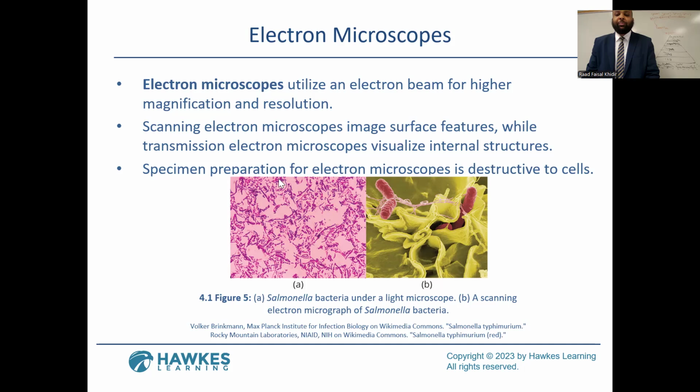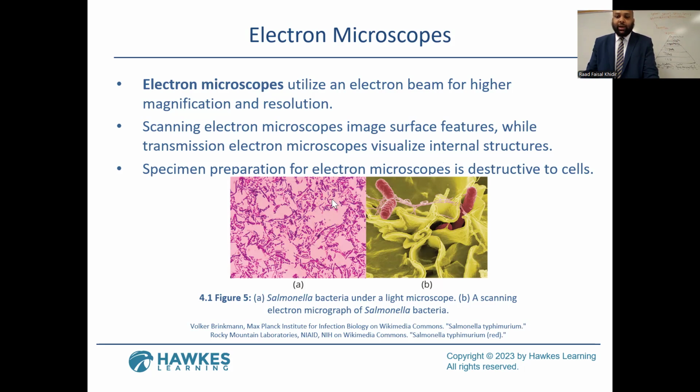The specimen preparation for the electron microscope is destructive to cells, so we need a histological fixation that enables us to see these specimens. We're going to use a histological dye that is going to destroy the cells, but it's going to enable us to see them better. Obviously, it's going to destroy the cells.